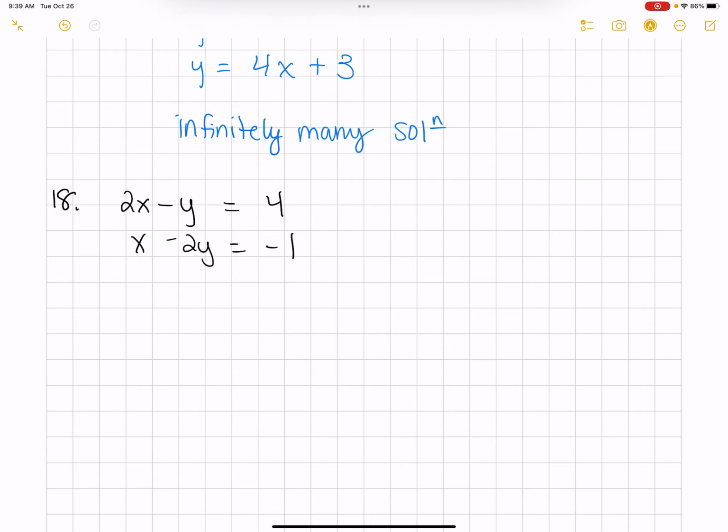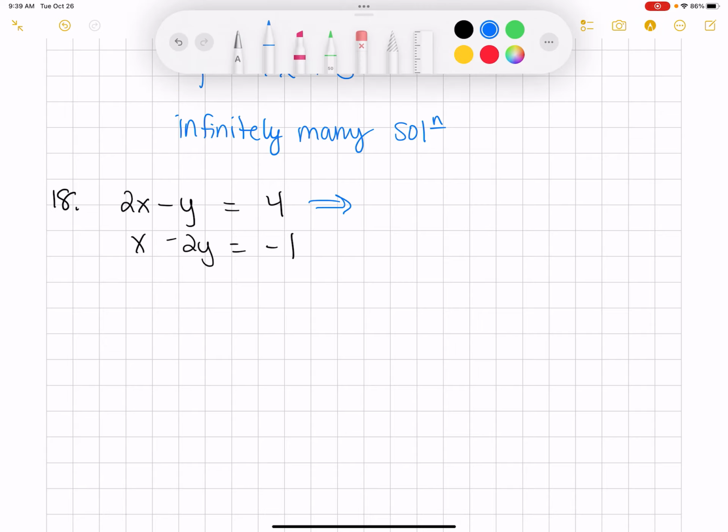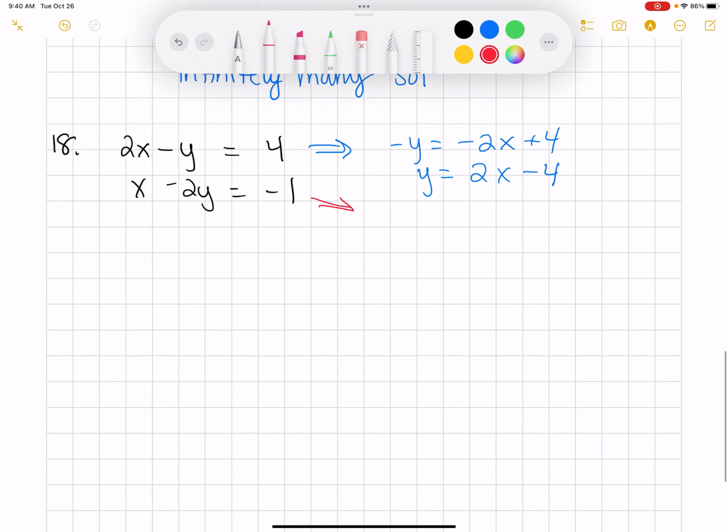So I'm going to rewrite this line. That's going to be negative y is equal to negative 2x plus 4. Divide by negative 1, so y is equal to 2x minus 4. And then this other one, negative 2y is equal to negative x minus 1. Divide by negative 2, y is equal to 1/2 x plus 1/2.